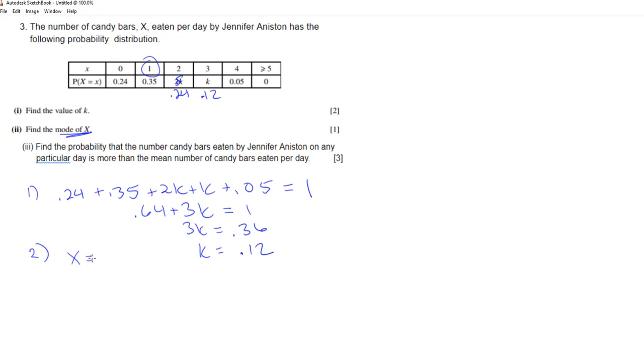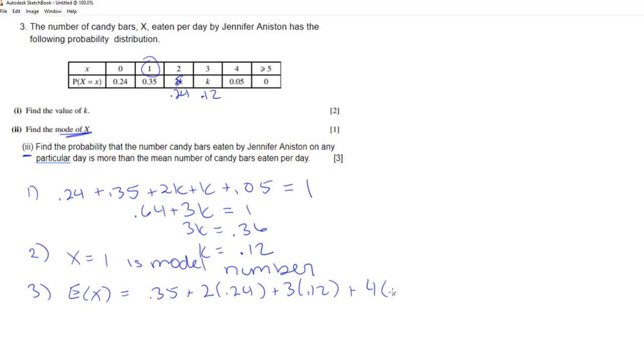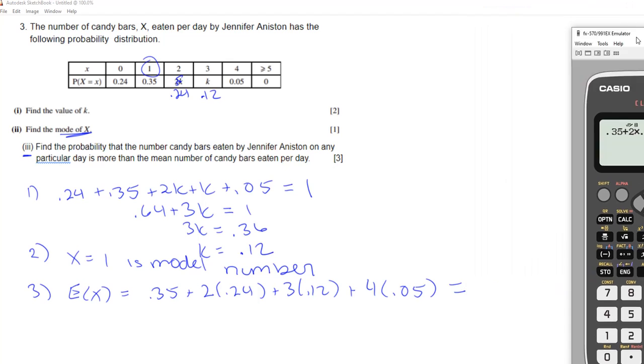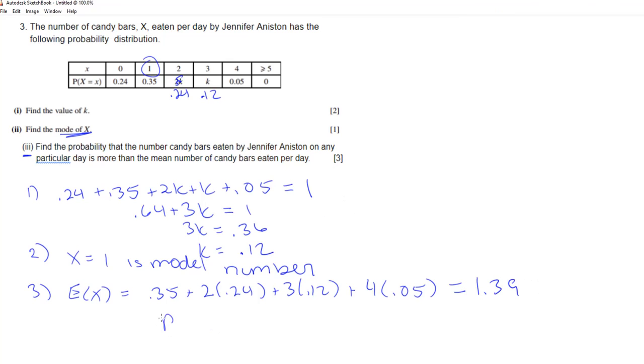The mode, I just got to find the one with the biggest probability. That's x equals 1. It's got the biggest probability. And then in part 3, find the probability that the number of candy bars is bigger than the expected value. So I've got to find the expected value, which is going to be 1 times 0.35 plus 2 times 0.24 plus 3 times and so on. All I've got to do is add those up, and let's see what we get here in the calculator. I'm going to get the answer as being 1.39. Now all I've got to do is find the probability of it being bigger than 1.39. That's the probability of 2 and 3 and 4. So that's 0.24 plus 0.12 plus 0.05. And that's going to give me an answer of 0.41.